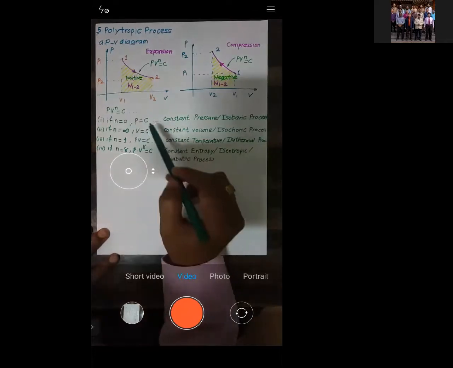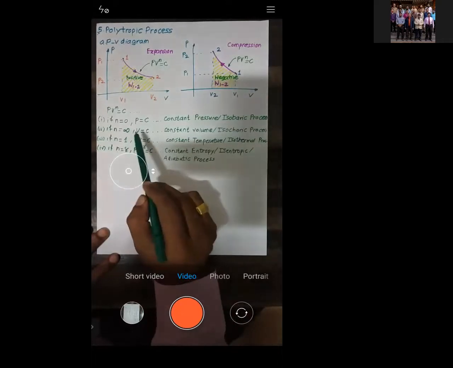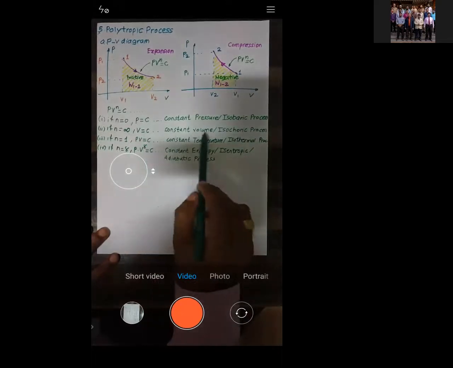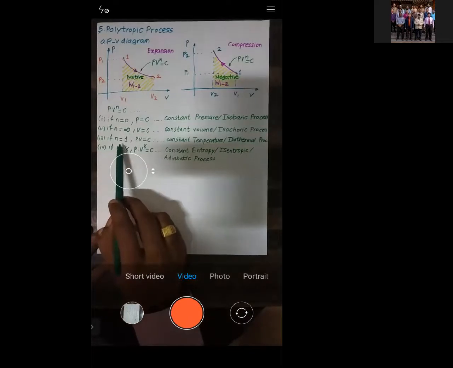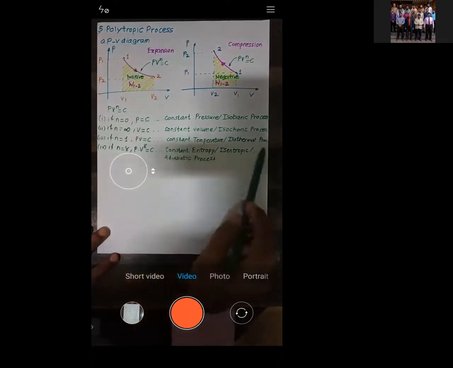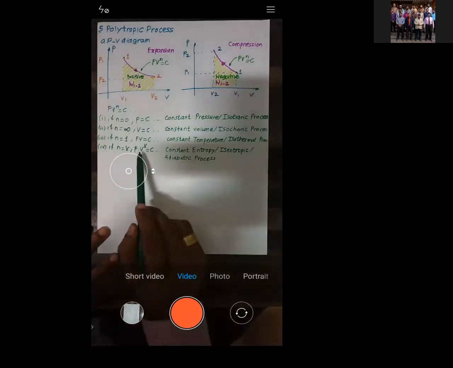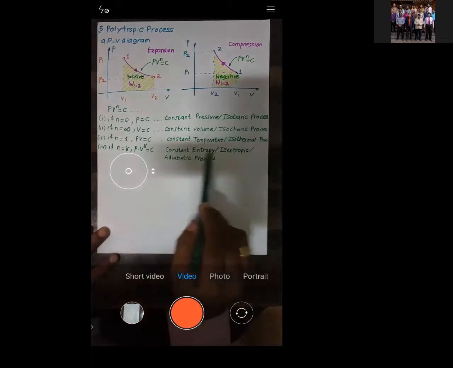If you put n is 0, then it is a constant pressure process. When you put n is equal to infinity, then volume is constant. It becomes a constant volume process. When you put n is equal to 1, then what happens? PV is equal to C. That is nothing but a constant temperature process. When you put n is equal to gamma, then PV raised to gamma is equal to C. This is called the adiabatic process.